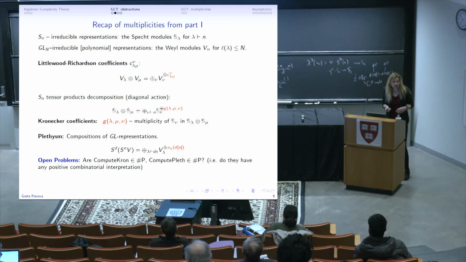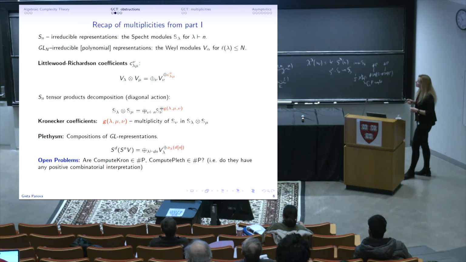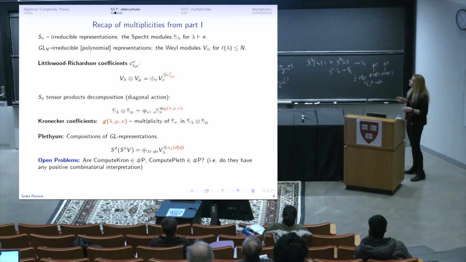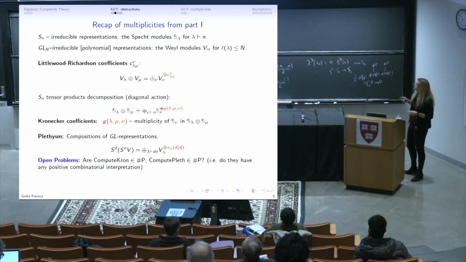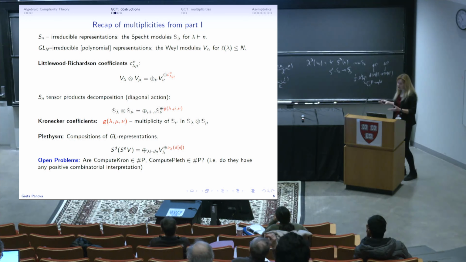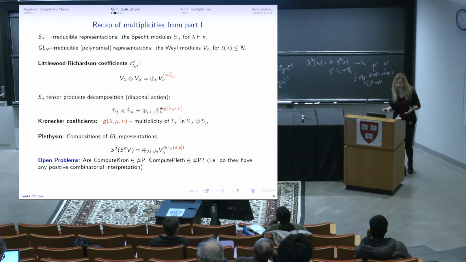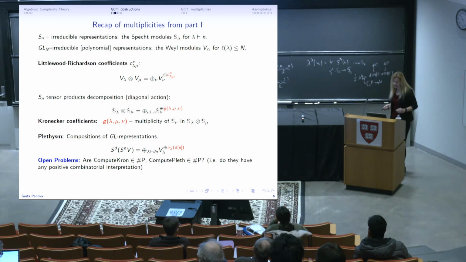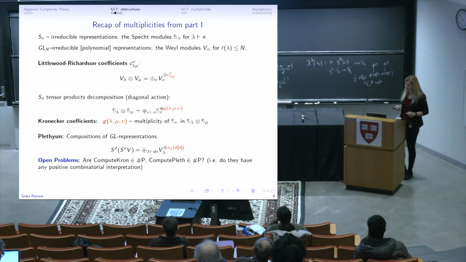So just to recap from the first talk, we had three main players: Littlewood-Richardson coefficients, Kronecker coefficients, and plethysm coefficients, which are all multiplicities of irreducible representations in various tensor products or compositions. And of course, we don't really know much about the Kronecker and the plethysm coefficients. That was part of the punchline, but we still know something to work with them. And now these guys are going to show up.